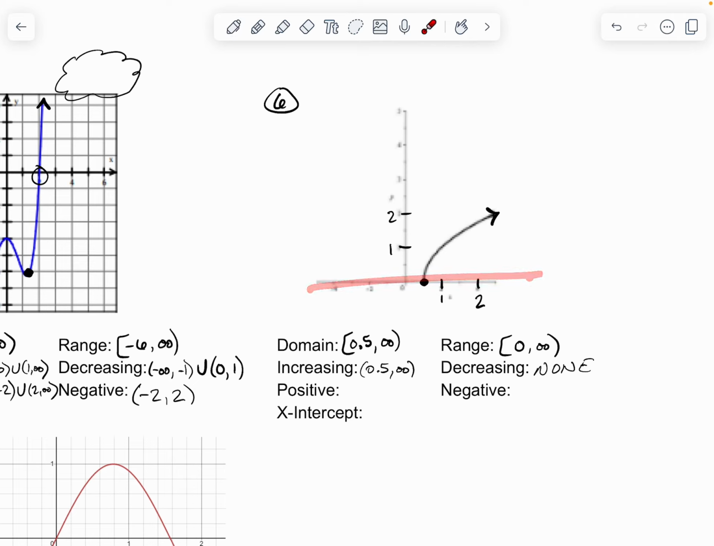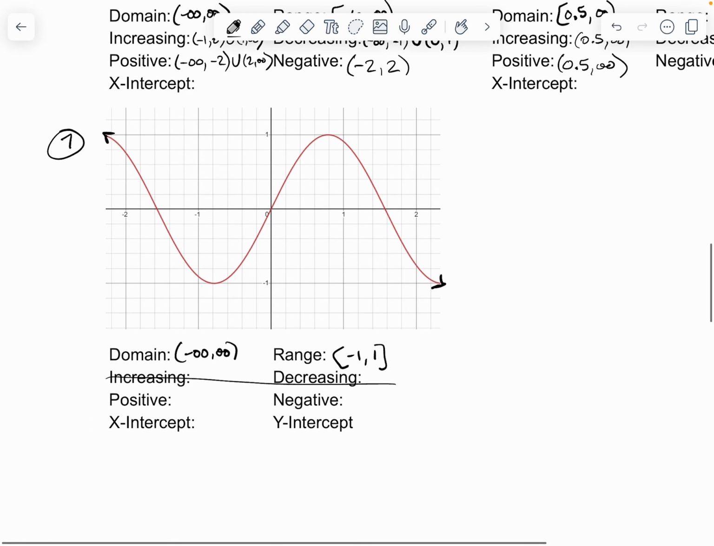Number 6. When is the graph positive? Well, when is that graph above the x-axis? There's your x-axis. This graph is always above it as long as you get above that 0.5 spot. So from 0.5 to infinity, it's positive. We can't use the square bracket on 0.5 because at 0.5, the value is actually 0, and 0 is neither positive nor negative. When is this one negative? Well, it's never negative, so none.